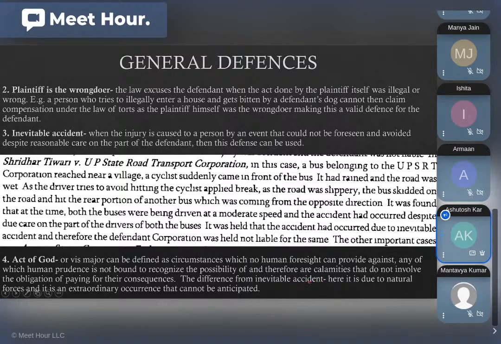But the difference here is act of God imply करता है it is due to natural forces and is an extraordinary occurrence that cannot be anticipated. जबकि ये inevitable accident मतलब कोई ऐसी चीज हो रही है जैसे यहाँ पे cyclist आ गया, that's not an act of God, right? अगर एक earthquake हो गया unexpectedly and कुछ damage हो गया जिसकी वजह से तुम अपने products नहीं dispatch कर पा रहे, that will be an act of God. That will not be an inevitable accident. Accident is different from act of God. I hope you understood that.